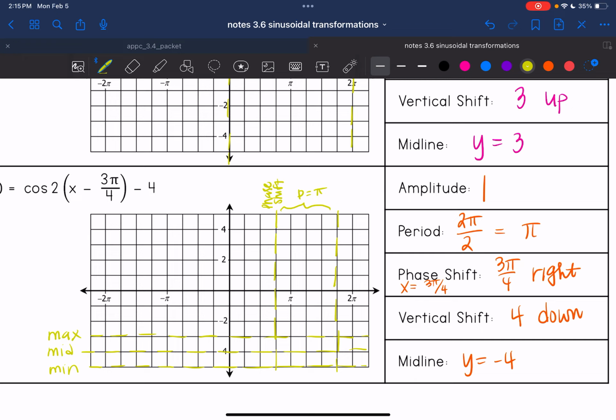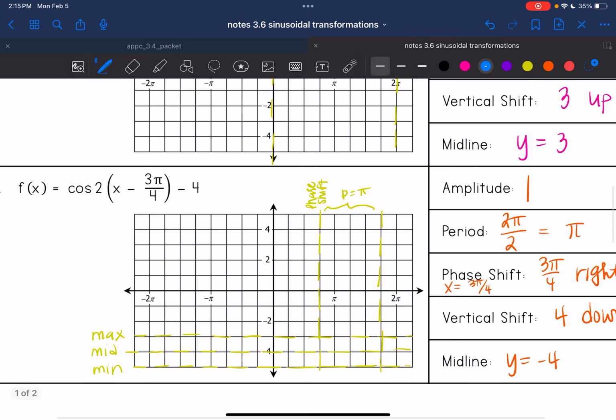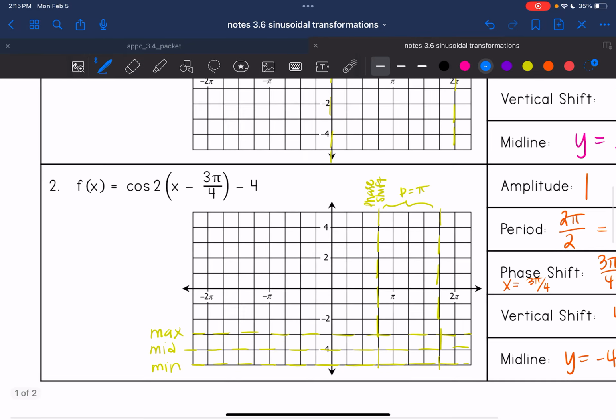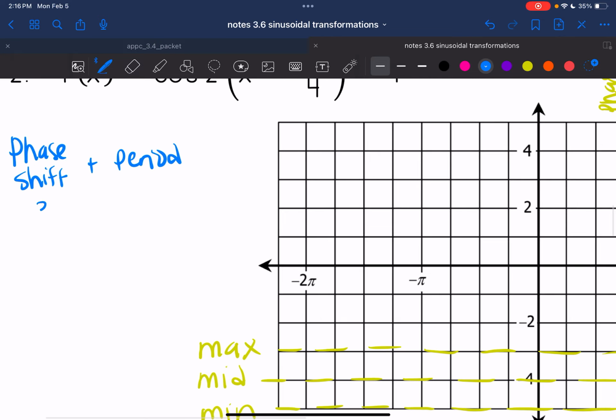Another way to do this is to actually do the math. So I'm going to do that here on the side. Phase shift plus period. Okay, so our phase shift was 3 pi over 4, and our period is pi.